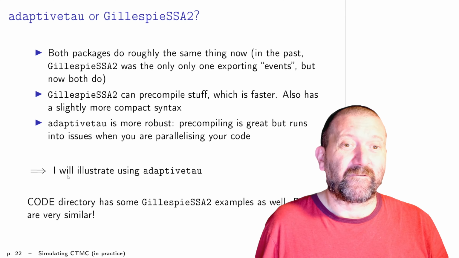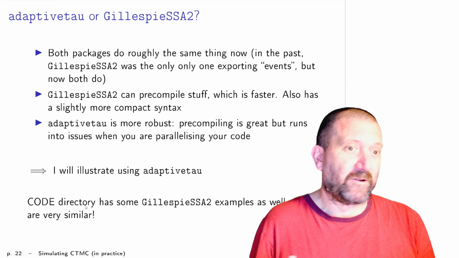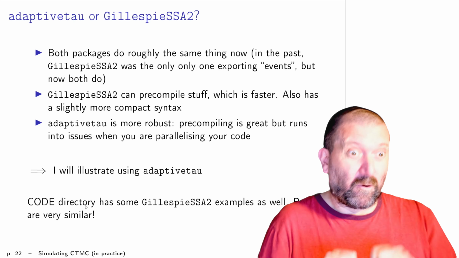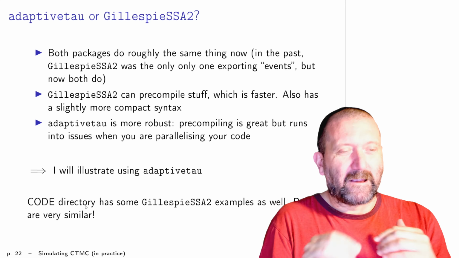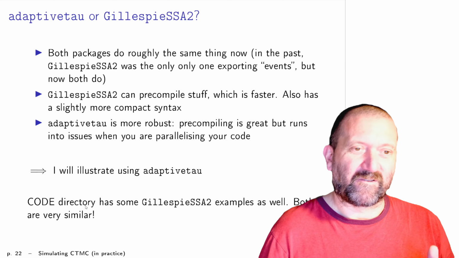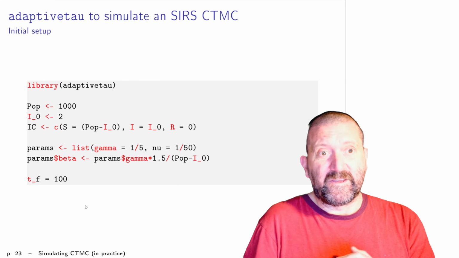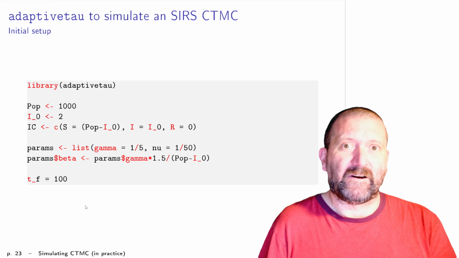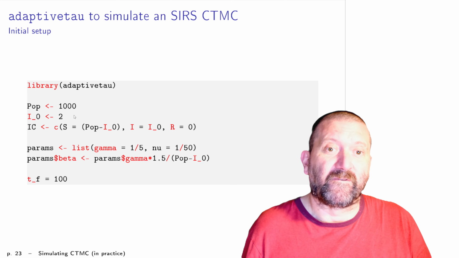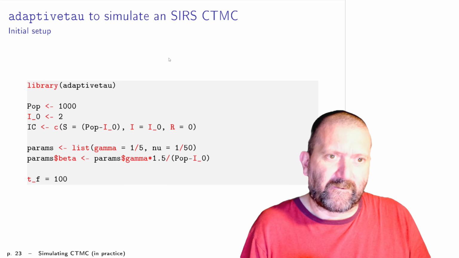I'm going to illustrate using adaptivetau, but I will put some code with GillespieSSA2, and you will see both of them are very similar. And I should point out, even the code for these slides includes some GillespieSSA2 syntax as comments. You will see they're very, very similar. So the initial setup using adaptivetau is simply, declare that you're going to use the library, set your population to be 1,000. I'm here going to look at an SIRS continuous time Markov chain.